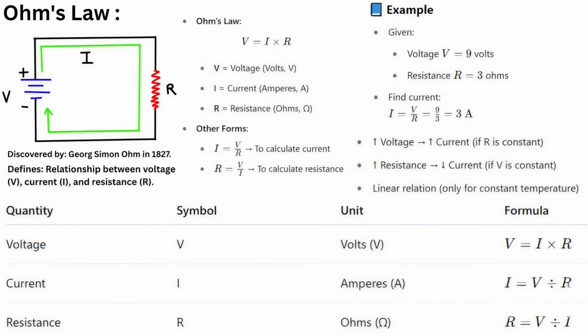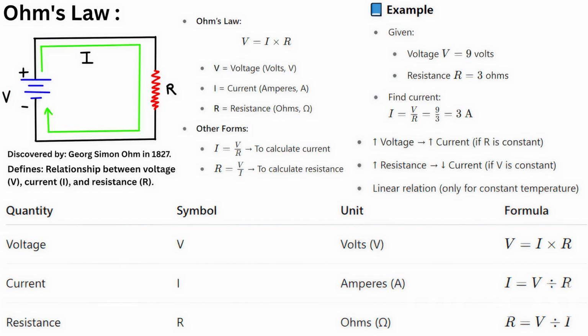Let's make this crystal clear with the example on the right side of the image. We are given a circuit where the voltage is 9 volts and the resistance is 3 ohms. The goal is to find the current. We use the formula, I equals V divided by R. We plug in our numbers, I equals 9 volts divided by 3 ohms. The answer is 3. The unit for current is amperes, so the current flowing through this circuit is 3 amperes, or 3A.